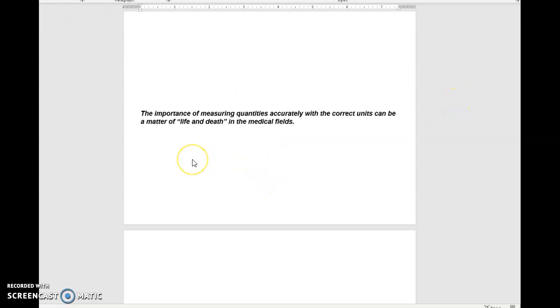Now you may be wondering why I want to make a big deal out of this conversion. The importance of measuring quantities accurately with the correct units can be a matter of life and death in the medical field. If you have to convert from cc's to milliliters, which we talked about in a previous section, you got to make sure you do it correctly. If you give them too much or not enough, that's where the life and death part comes in. So I hope this section video will help you to be able to convert correctly, so that when you convert it correctly, there's no problem about the life and death being a problem.